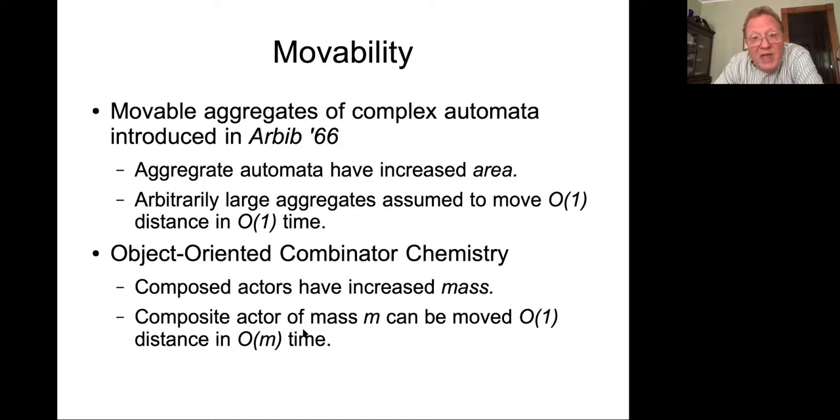When I compose actors in my model, I get heavier actors which move more slowly, instead of larger actors, which are difficult to move at all. Okay, so that's an important point.